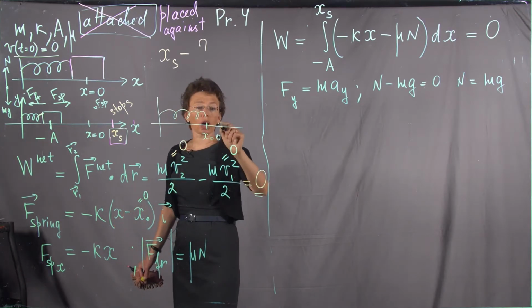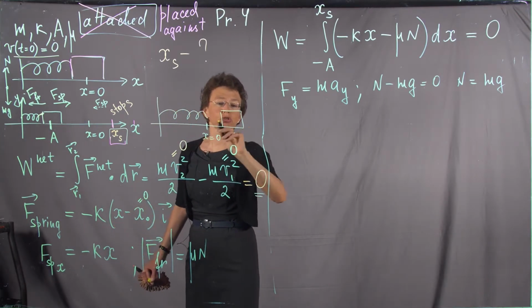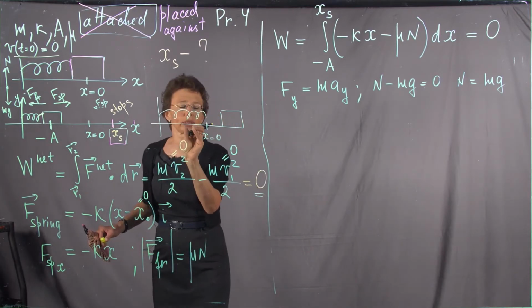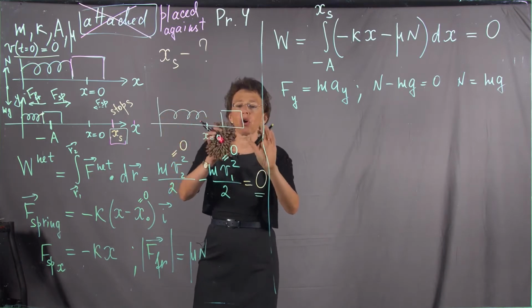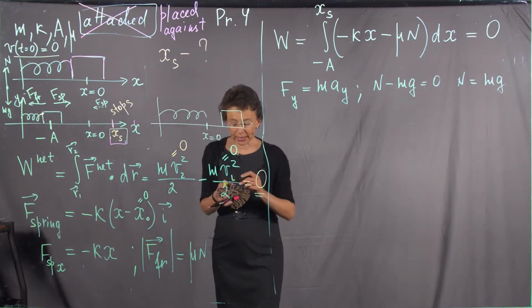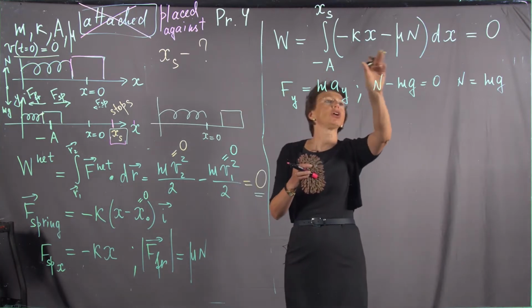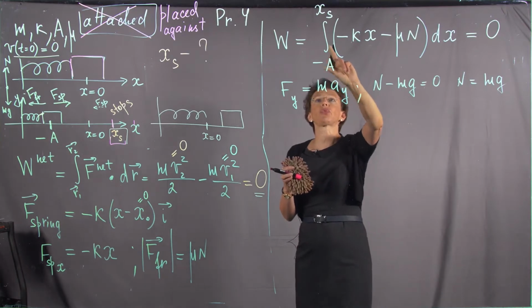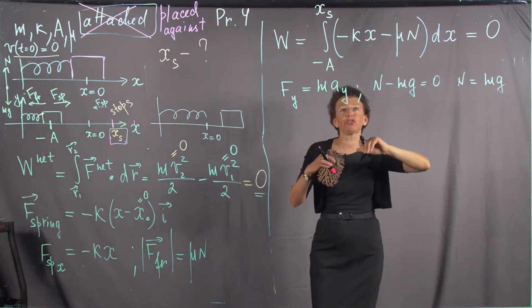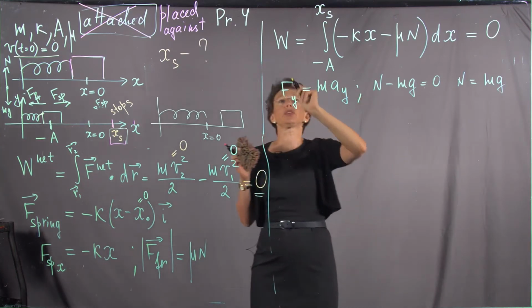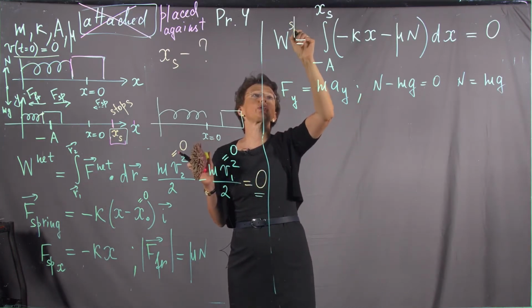But the block, if friction is not strong enough, so let's assume that the friction is not strong enough to stop the block somewhere here, the block will keep moving without the spring. That's the difference. So I cannot write one integral anymore because the limits of integration will be different for force of spring and force of friction. Let's find work done by each force separately.